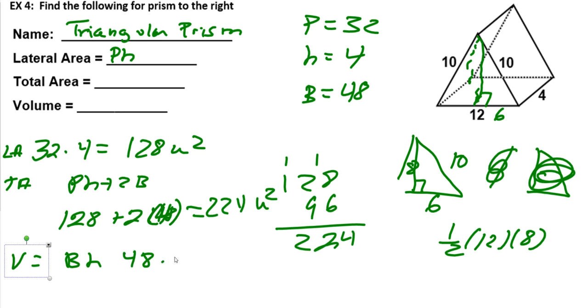times my height of 4. So that's 160 plus 32, 192. And that's going to be units cubed. Alrighty?